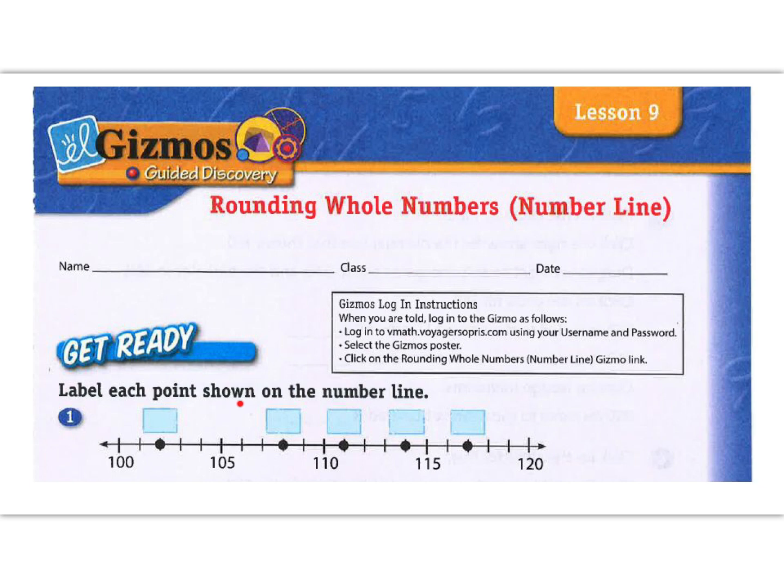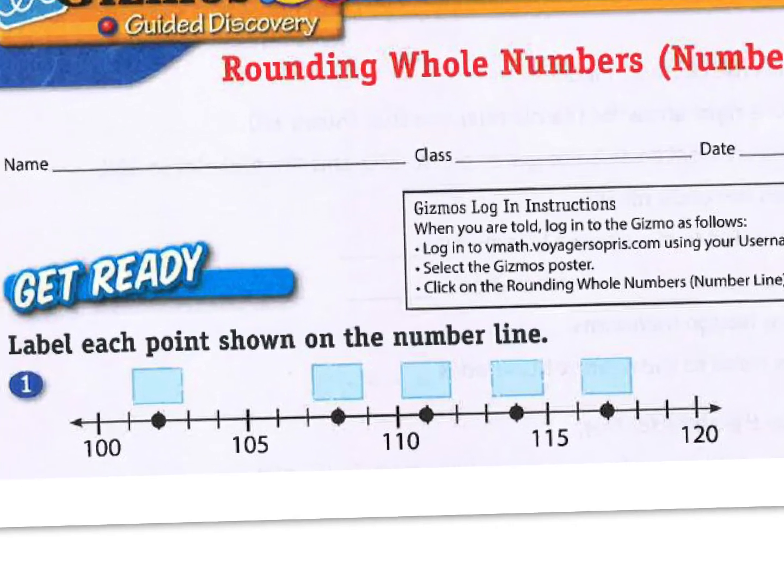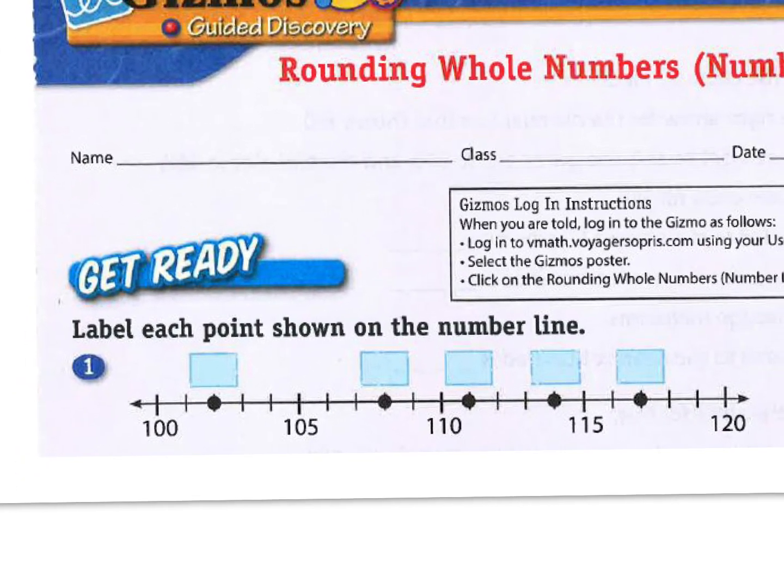So here's a little reminder, label each point on the number line. So if we look at the number line here, I'm going to make it a little bigger so we can see that. We're going to count. So here's 100, here's 105. So it's going up by 1. So 100, 101, 102. So we're going to write 102 right there.